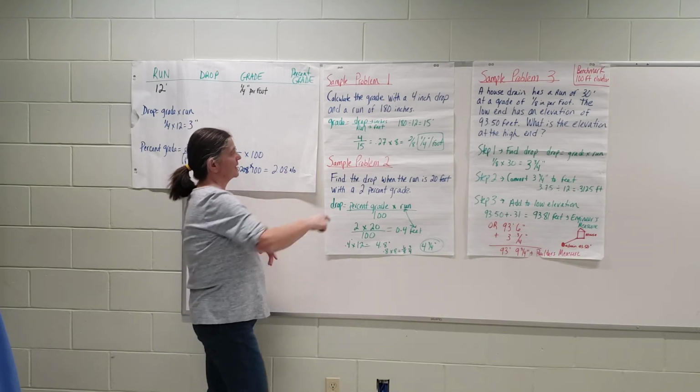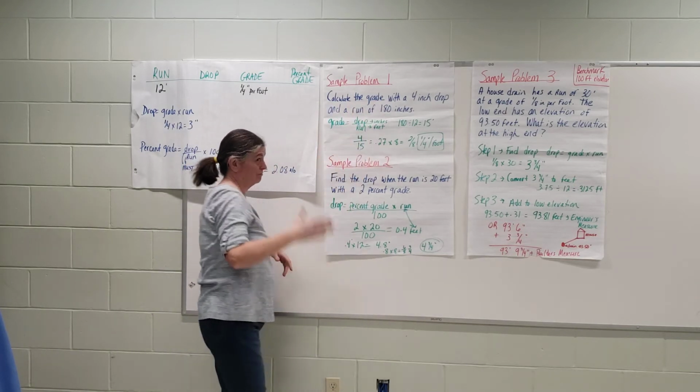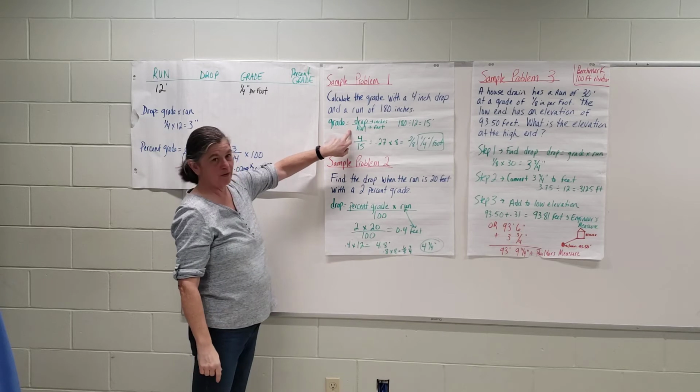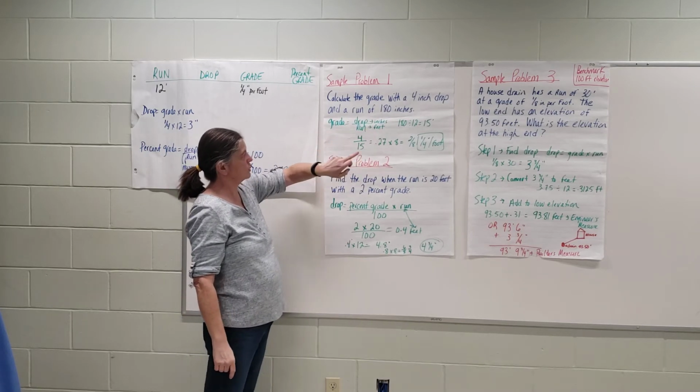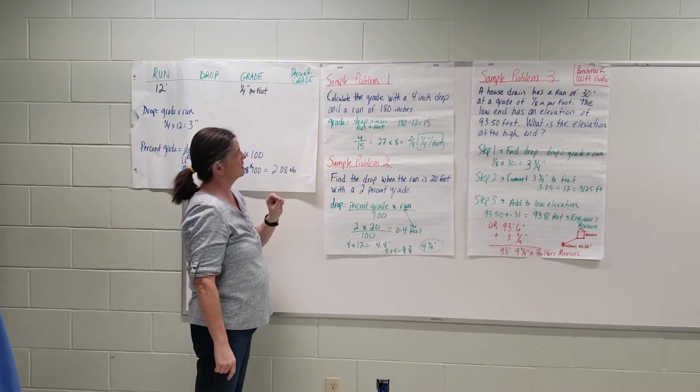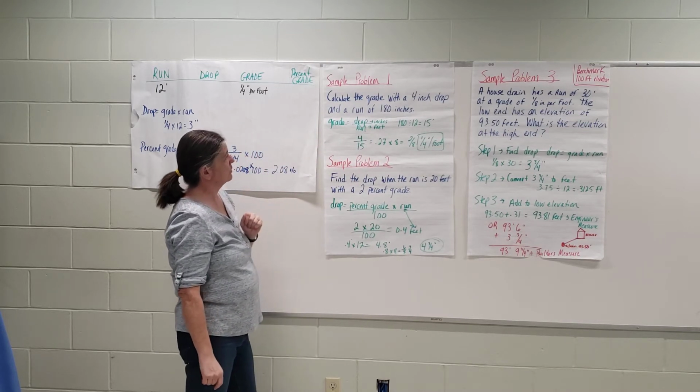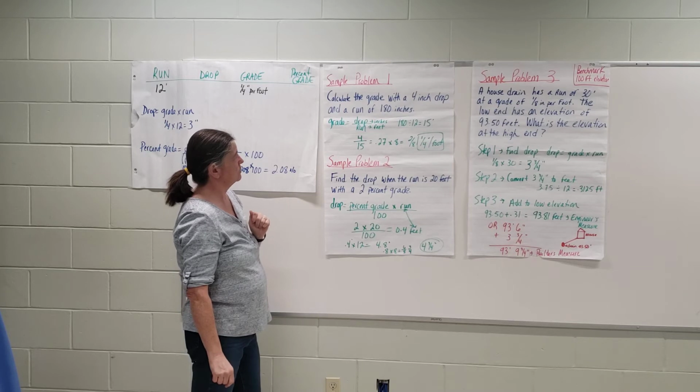So, here it is. Calculate the grade. So, I'm looking at my formula sheet. Drop divided by run. My drop needs to be in inches. My run needs to be in feet. So, calculate the grade with a 4-inch drop and a run of 180 inches.